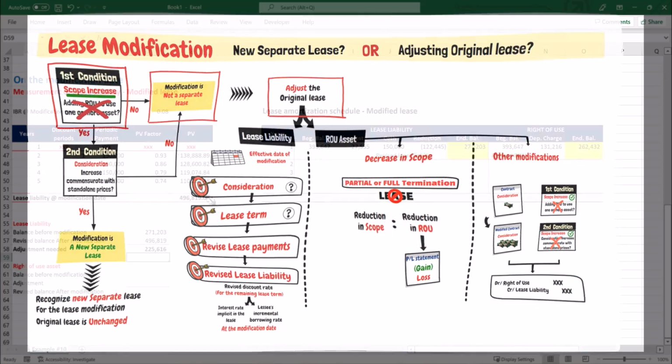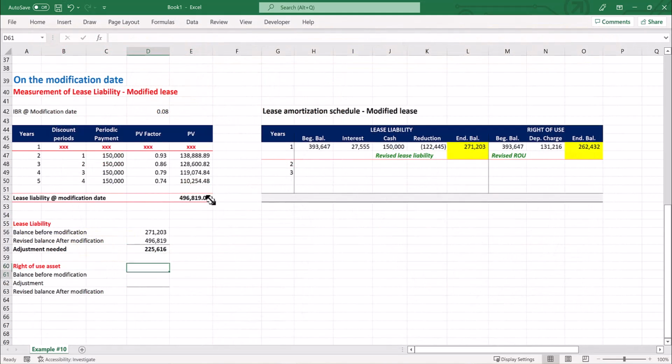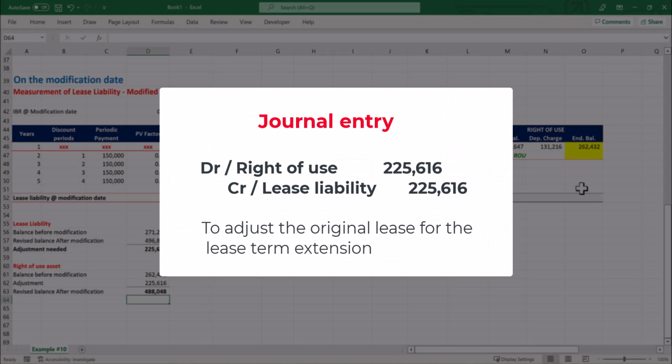So, back to our example. This is the balance of the right of use asset for the original lease at the end of the first year, the modification date. By booking the same adjustment figure booked to the lease liability, we get the revised balance for the right of use asset on the modification date. And this is the entry that should be booked on the date of modification.